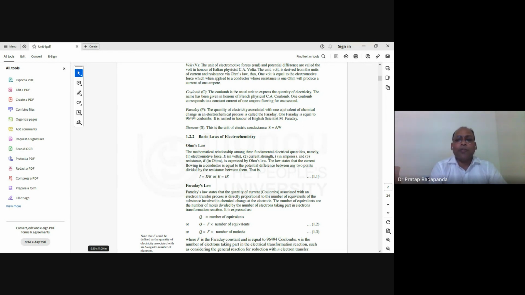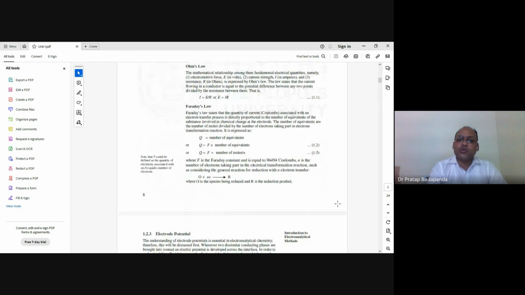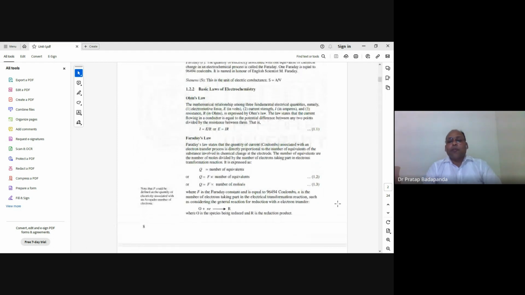Now we'll come down to Faraday's law. Faraday is a scientist who expressed the law, and he expressed two laws, but here only one law is given. Faraday's law states that the quantity of current, in coulombs, associated with an electron transfer process is directly proportional to the number of equivalents of the substance involved in the chemical change in the electron.